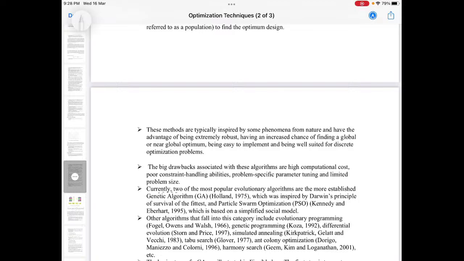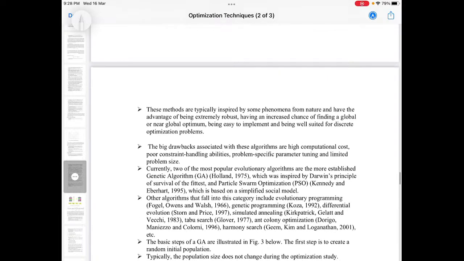Currently, two of the most popular evolutionary algorithms are the more established genetic algorithm, GA, according to Holland 1975, which was inspired by the Darwinian principle of survival of the fittest, and particle swarm optimization, or PSO, by Kennedy and Eberhart, which is based on a simplified social model. We can see examples of this social model later on.